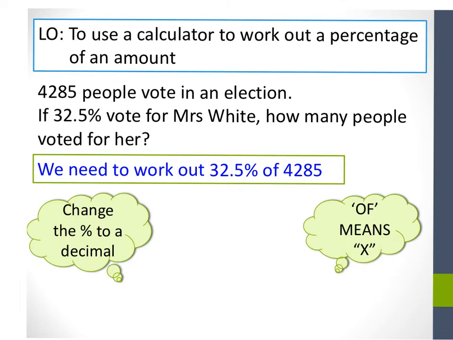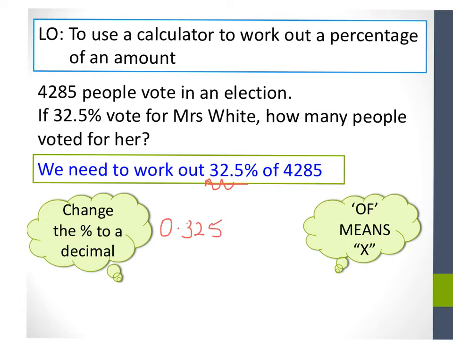So if you remember, to do this, first thing we need to do is change our percentage into a decimal, and we do that by dividing by 100. So moving the decimal point 2 places to the left, which will give us 0.325.